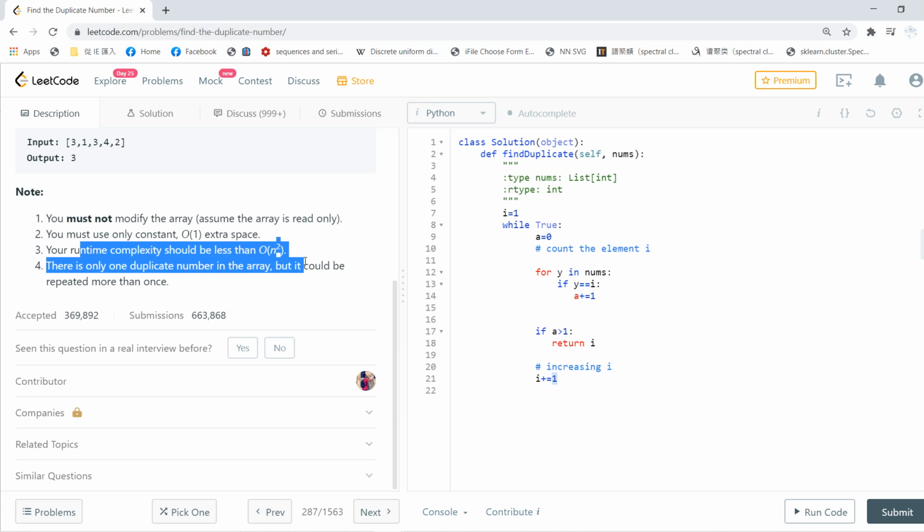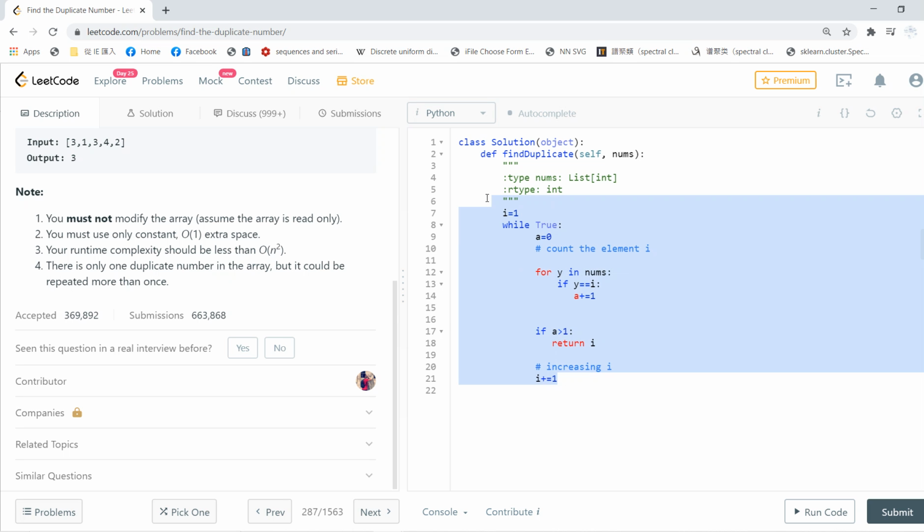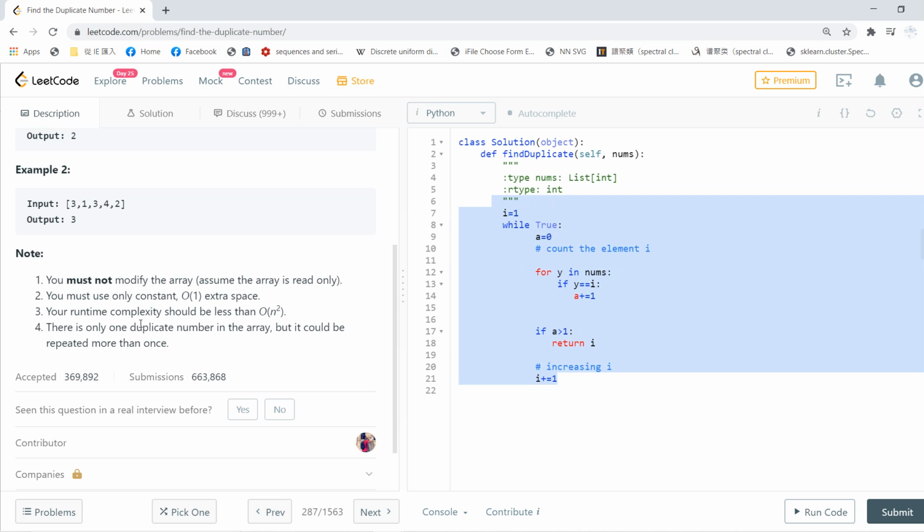But the problem is my runtime complexity. Well, it's not less than n squared. It's n squared, because for each element I need to check n elements, and there are n of them. So the total runtime is n times n, so it's n squared. So this method is stupid, but it satisfies the three properties.